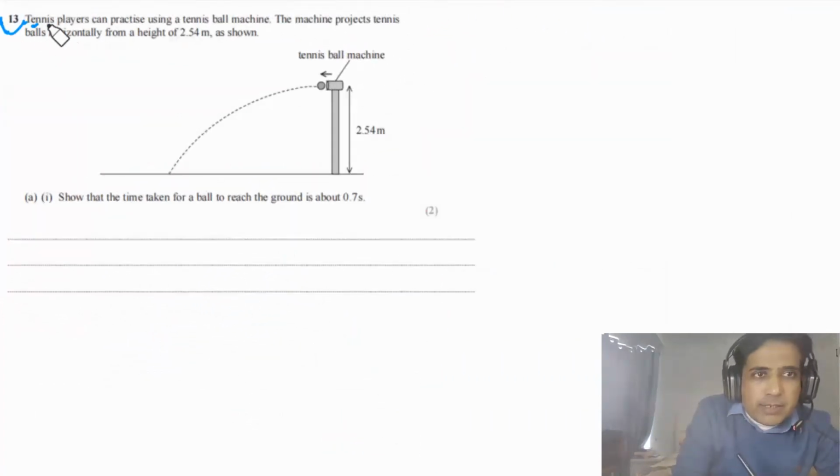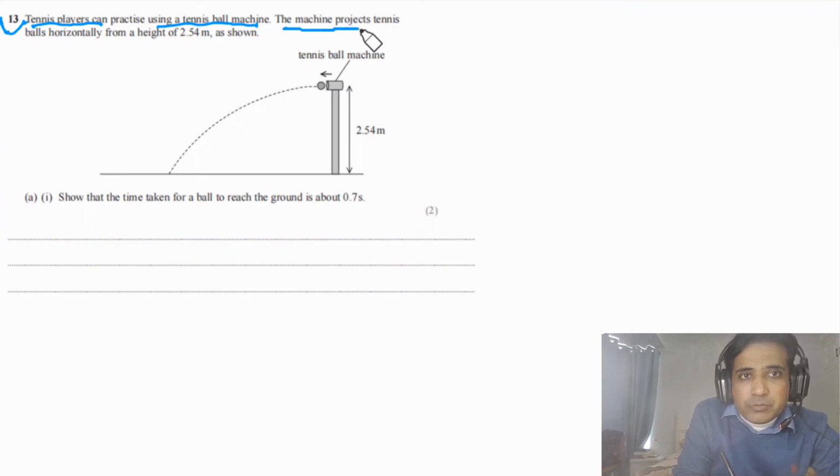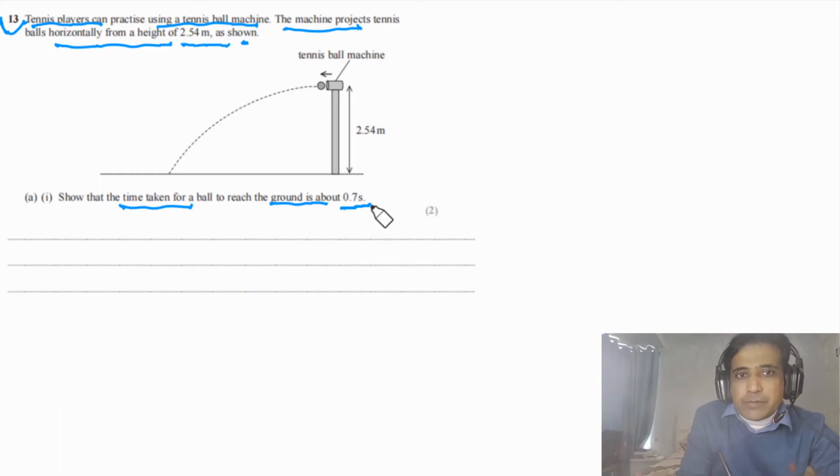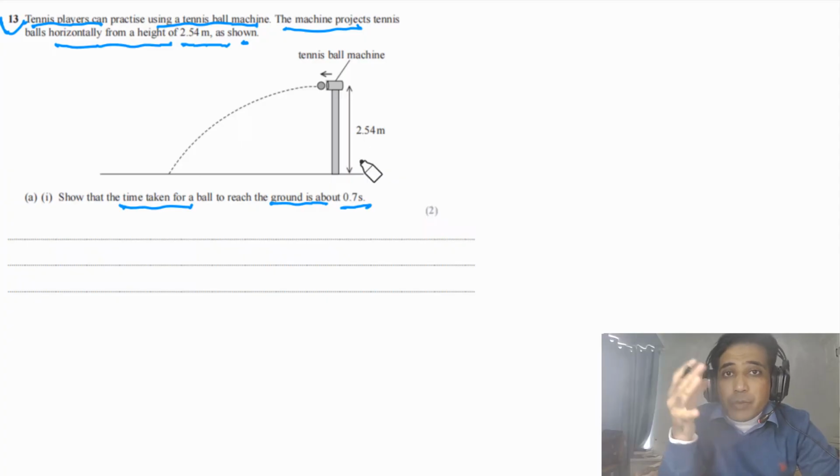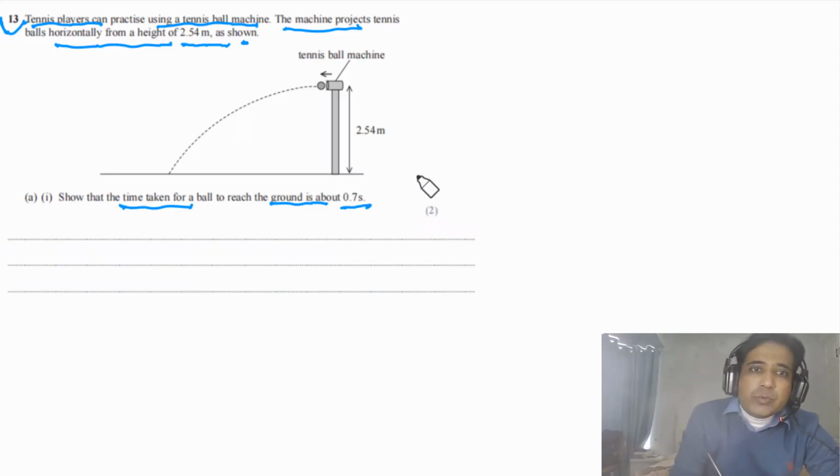Question 13 says tennis players can practice using a tennis ball machine. The machine projects balls horizontally from a height of 2.54 meters as shown in the figure. For part A1, show that the time taken for a ball to reach the ground is about 0.7 seconds. For this question we don't have any information about horizontal motion, so we have to look at the vertical motion.